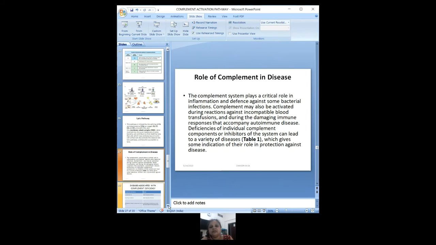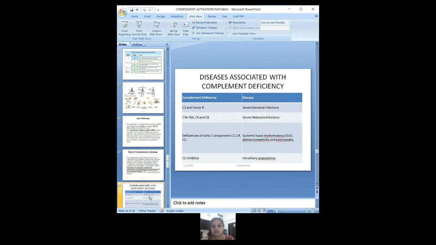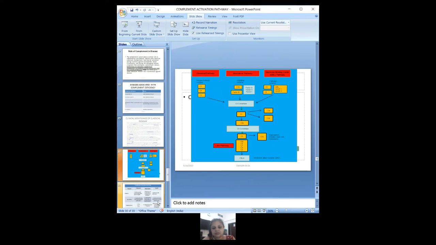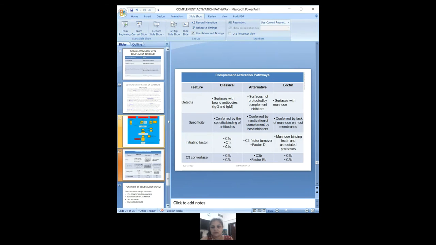Now, these complements play an important role in our innate immunity. They play a critical role in inflammation and defense against bacterial infection. Deficiencies of individual complement components or inhibitors of the system can lead to various diseases as shown in this table. The deficiency of a few of the factors can result in certain bacterial infections or hereditary diseases. Here is another comparative chart that is showing you the different steps and the converging steps. In this chart we have differentiated between the three pathways, the different features of the pathways and what are the differences.